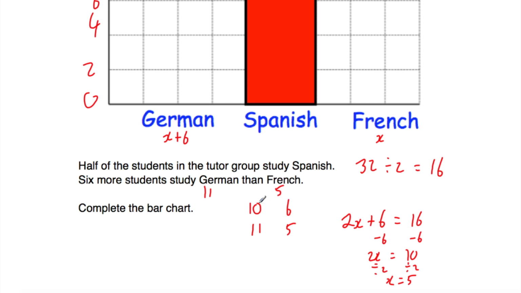With this one I would try 10 and 6, they add together to be 16, but that's only 4 bigger. So then I tried 11 and 5, and they add together to be 16, and 11 is 6 more than 5, so 11 and 5.